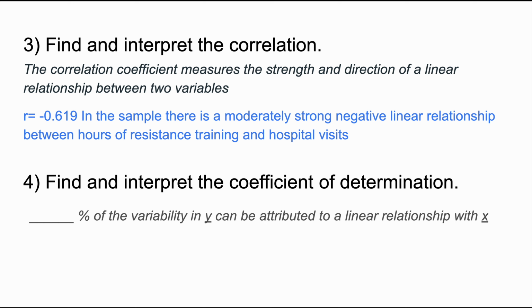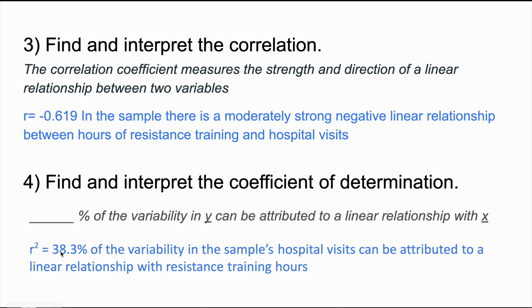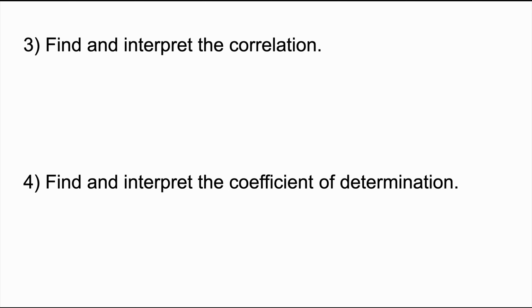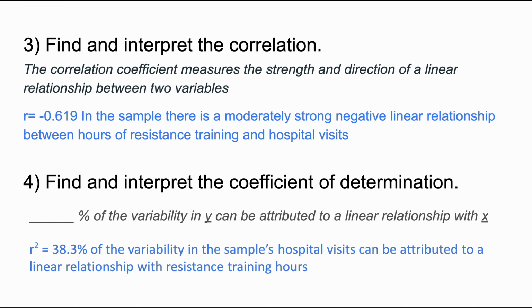Now, the coefficient of determination is the percent of variability in Y that can be attributed to a linear relationship with X. So here, anything where there's an underline, we want to change that based on the context. So in this case, that coefficient of determination, this 38.3% from the app, tells us that 38.3% of the variability in the sample's hospital visits can be attributed to a linear relationship with resistance training hours.